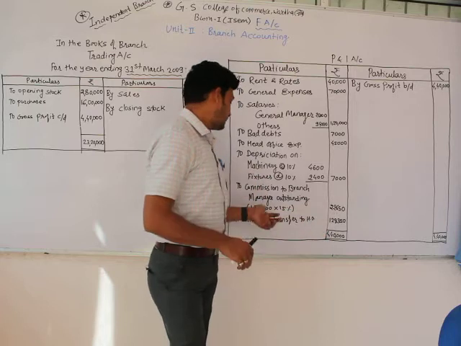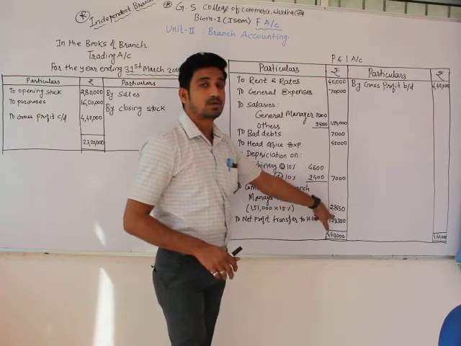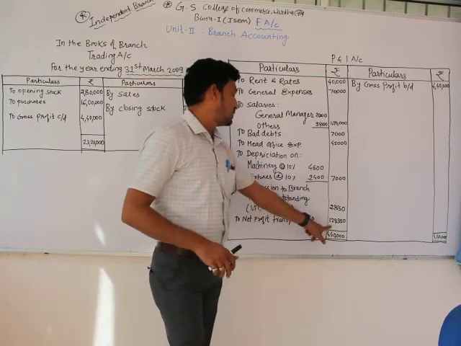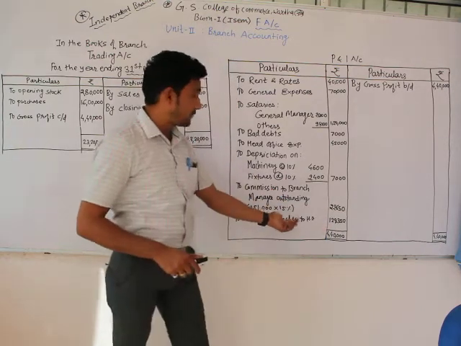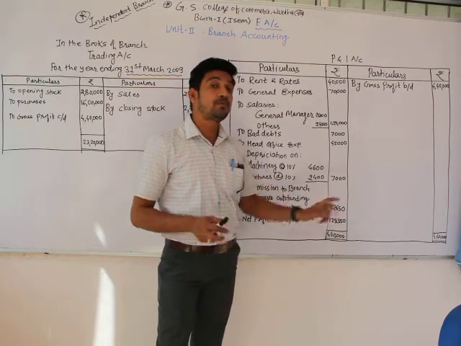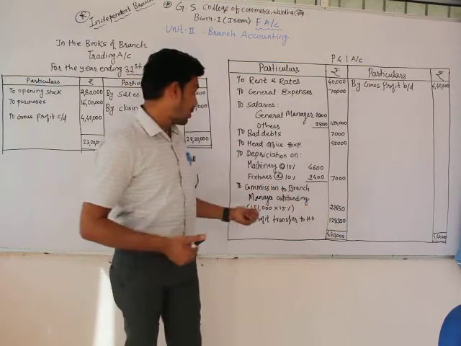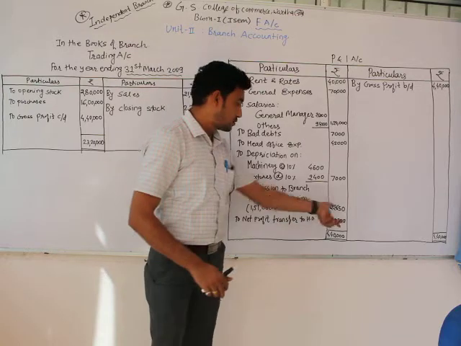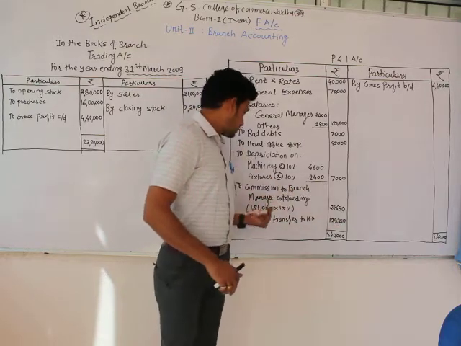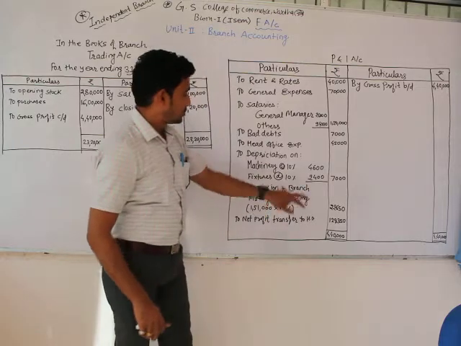Then we will get 22,650. So 1,51,000 minus 22,650, then we will get a net profit of 1,28,350. It means that this is a net profit 1,28,350 after charging the commission of manager. So this is the logic behind that. First you have to find out the difference. The difference is 1,51,000.